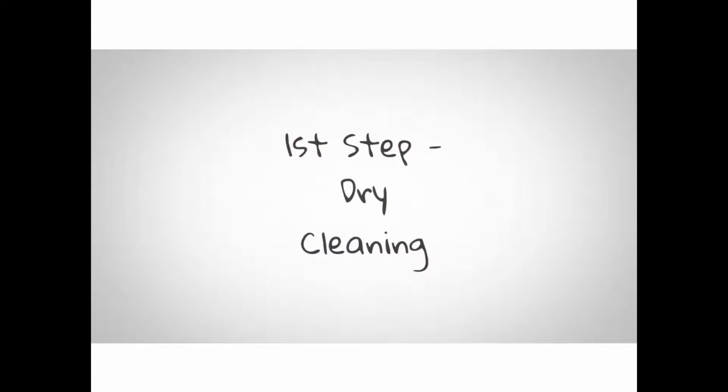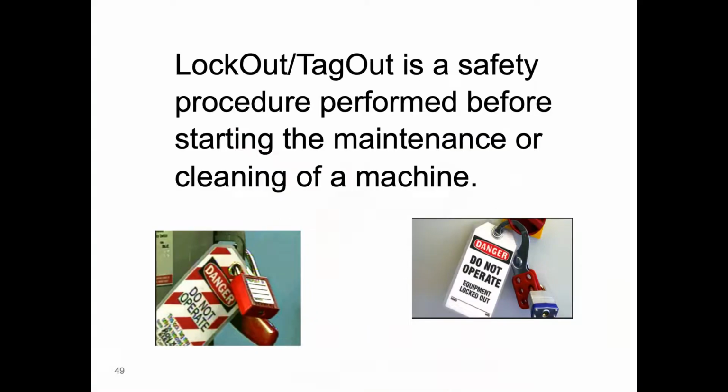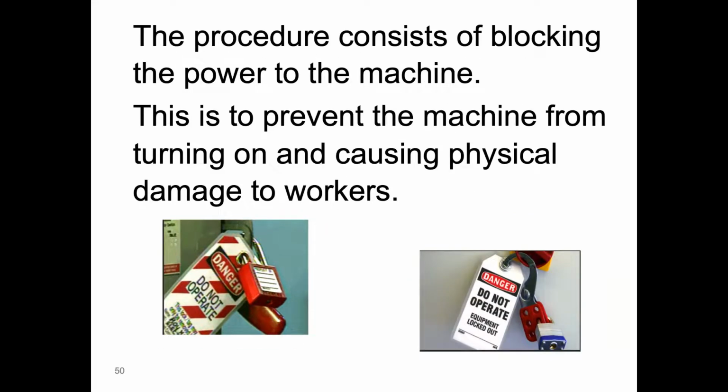First step, dry cleaning. Lockout and tagout, or LOTO. In the first step, we have to perform lockout-tagout. Lockout-tagout is a safety procedure performed before starting the maintenance or cleaning of a machine. The procedure consists of blocking the power to the machine. This is to prevent the machine from turning on and causing physical damage to workers.